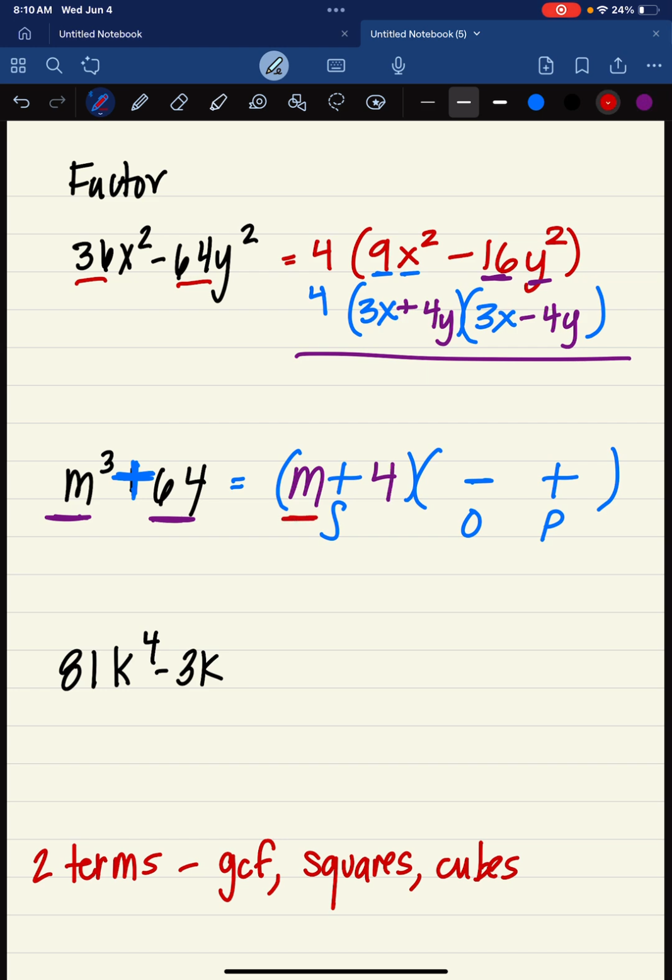So then remember, you square the first. So here's my first right here. I'm going to square it. I'm going to square the back. And then I'm going to multiply these two together. That's how it looks.